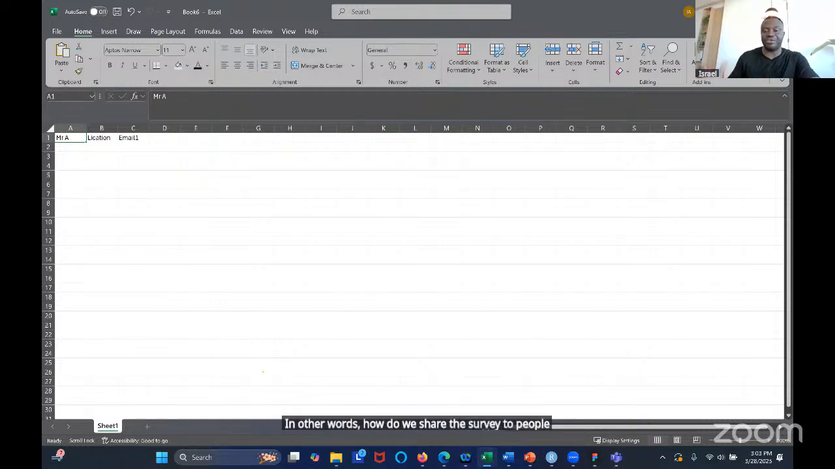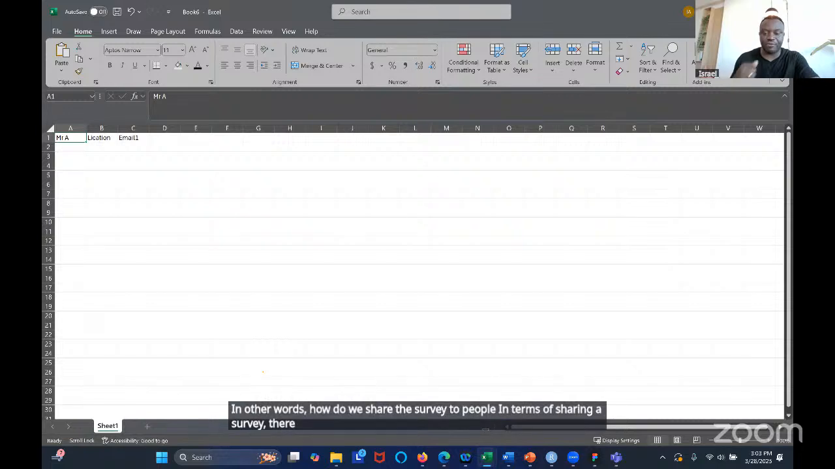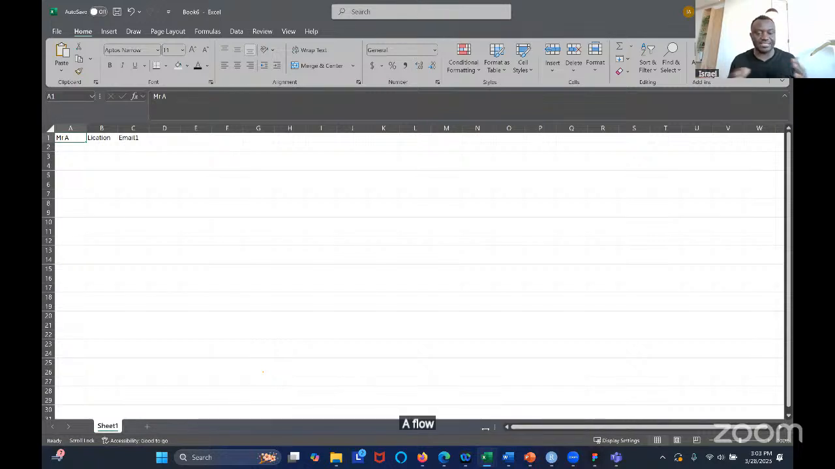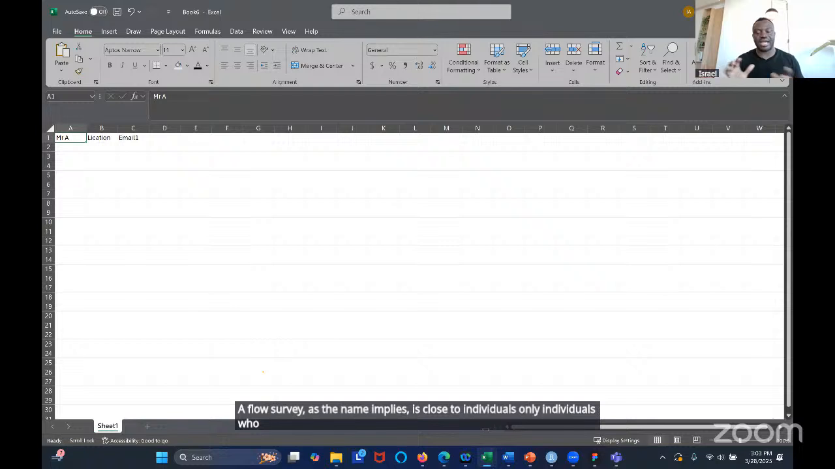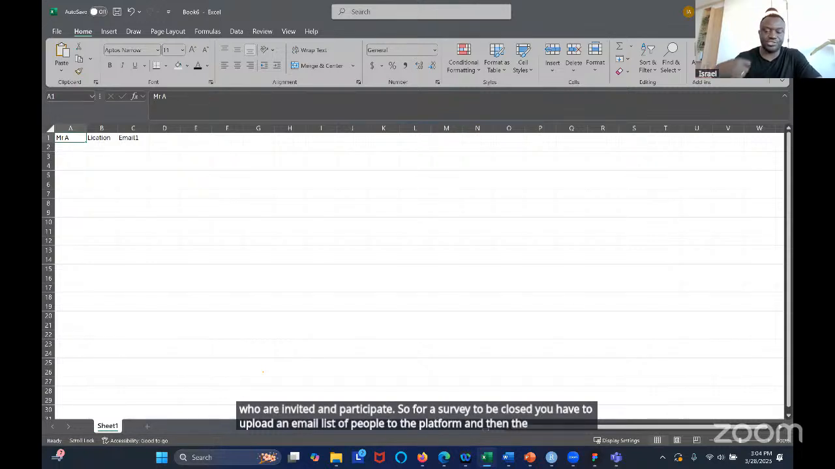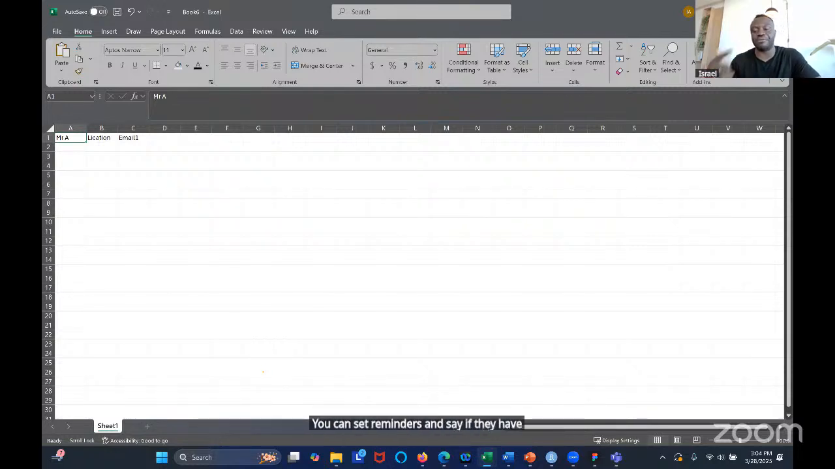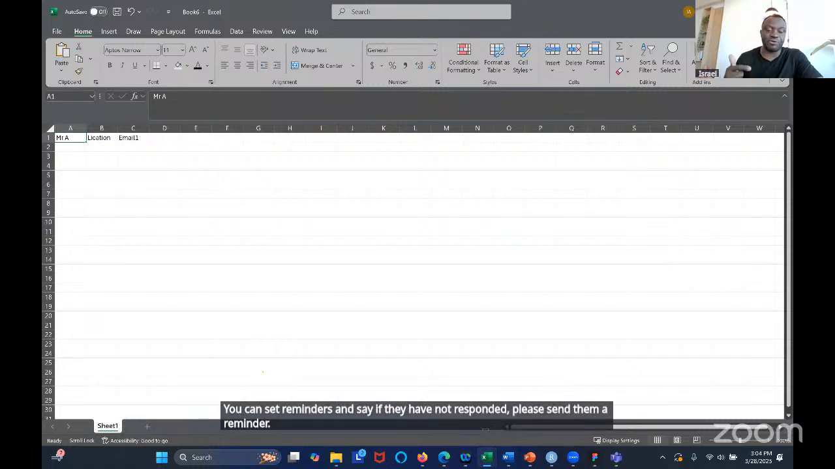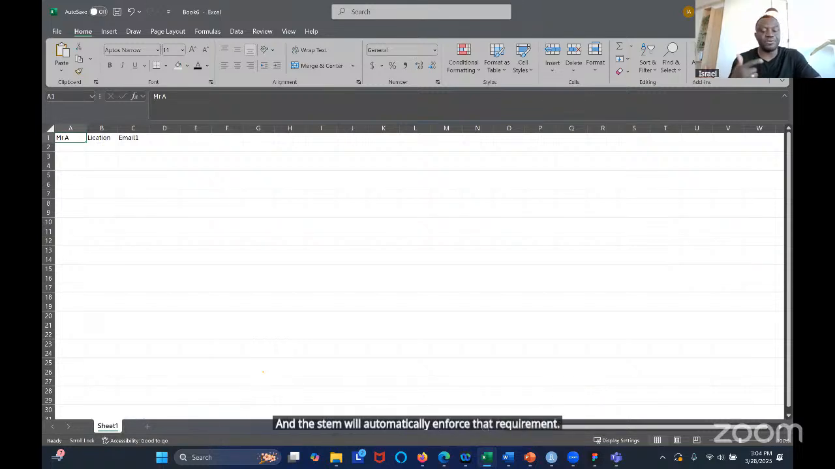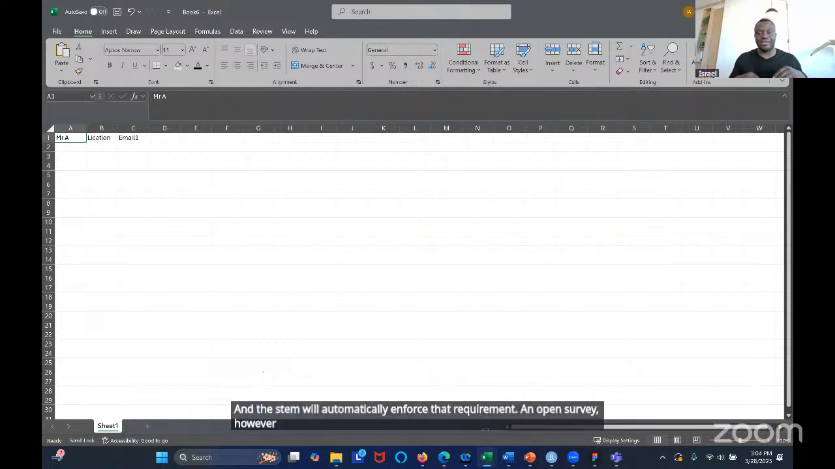In terms of sharing a survey, there are 2 types: open surveys and closed surveys. A closed survey, as the name implies, is closed to individuals. Only individuals who are invited can participate. For a survey to be closed, you have to upload an email list of people to the platform, and then the platform will share the invites with them. You can set reminders, saying if they have not responded, please send them a reminder, and the system will automatically enforce that requirement.